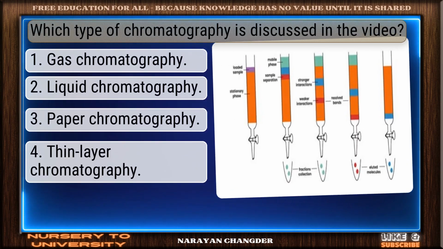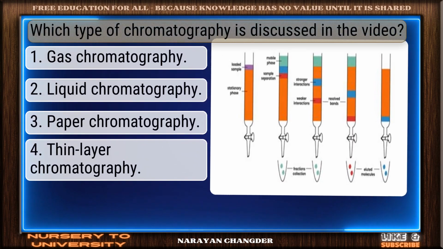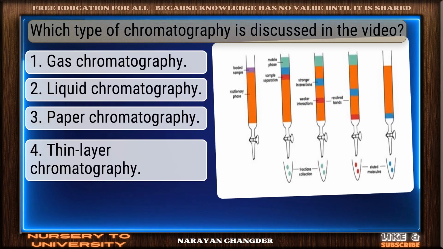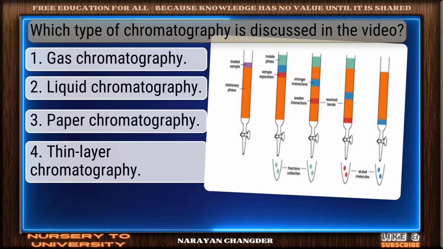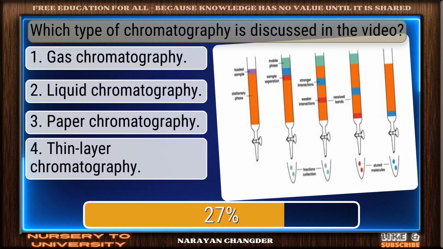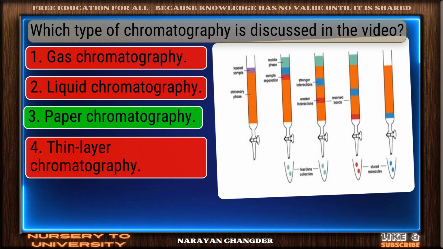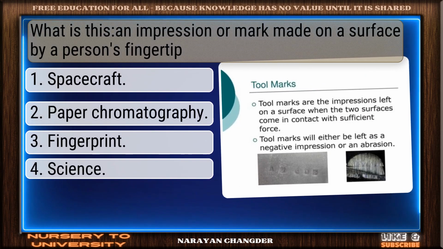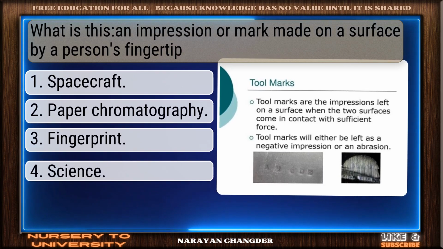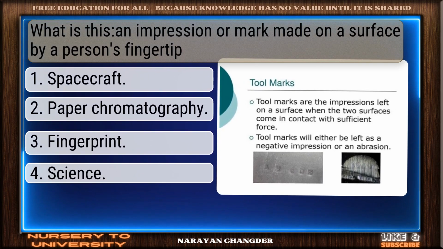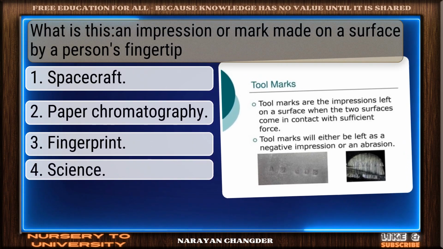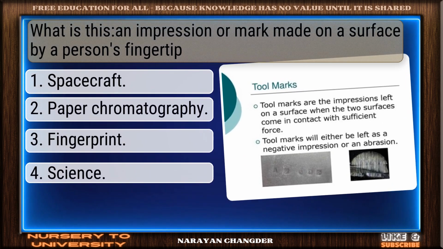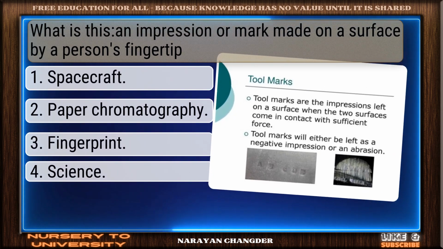Option 1. Gas chromatography. Option 2. Liquid chromatography. Option 3. Paper chromatography. Option 4. Thin layer chromatography. Great job, paper chromatography. What is this? An impression or mark made on a surface by a person's fingertip. Option 1. Spacecraft. Option 2. Paper chromatography. Option 3. Fingerprint. Option 4. Science.